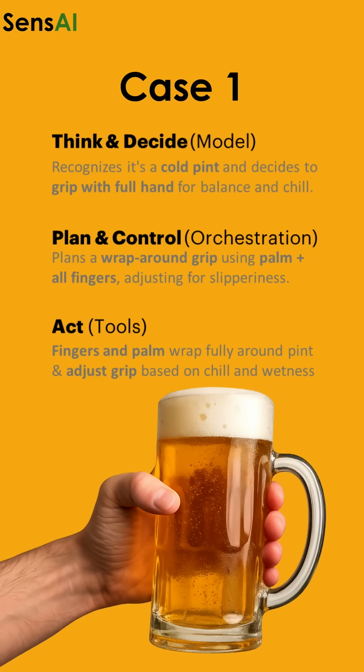Now here's the connection. You grabbing the chilled pint using your ability to think and decide, plan and control, and act. That's exactly how an AI agent works, using its three core parts: model, orchestrator, and tools. The model does the think and decide part, the orchestrator does the plan and control, and the tools finally act. So you do your thinking with your brain, plan and control with your hand, and finally the tools are your fingers and palm in this case.